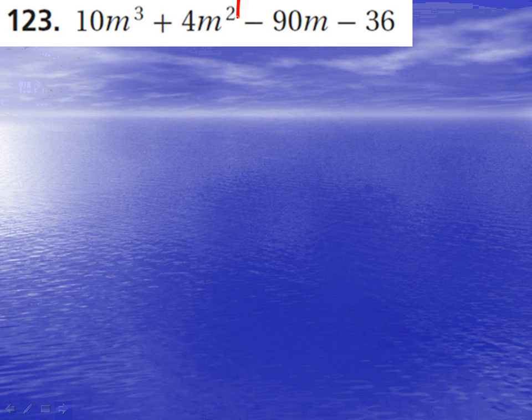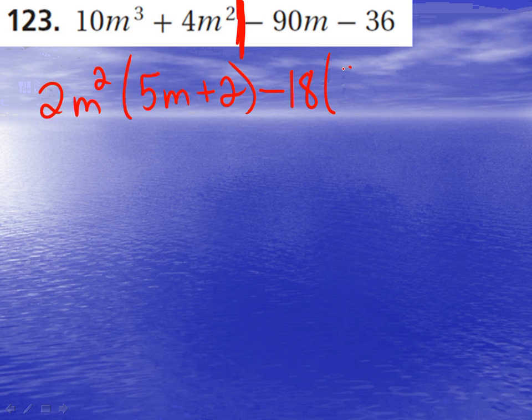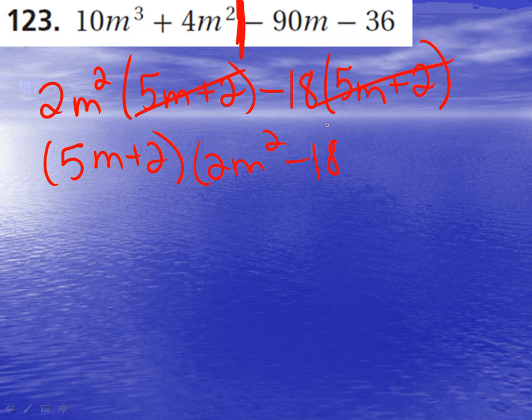This is divide and conquer, which is grouping. The 10 and the 4 have a 2m squared in common. That leaves me with 5m plus 2. With the minus, I'm going to have to take out the negative. So this is going to leave me with, let's see, I can take a 9 out, I believe. No, I can take an 18. That leaves me with 5m plus 2. This 5m plus 2 is going to go out front. And I have left 2m squared minus 18.